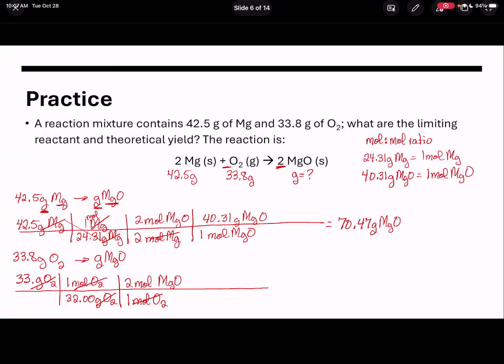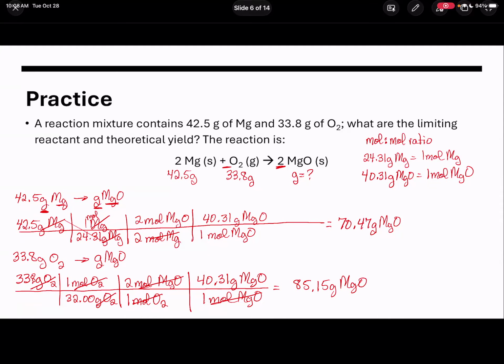But again, we're going to go ahead and convert it all the way to grams of magnesium oxide, by multiplying that by 40.31 grams of magnesium oxide in 1 mole of magnesium oxide. The mole of magnesium oxide went in the denominator so that the unit and the substance would cancel out, leaving me grams of magnesium oxide. That was 33.8. And when you complete this calculation, you get 85.15 grams of magnesium oxide.